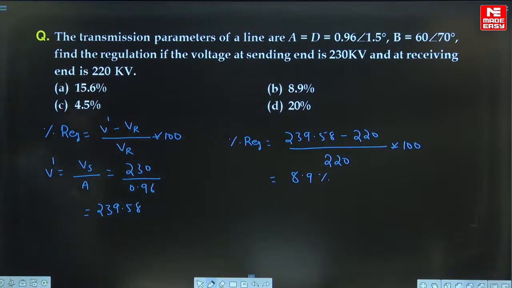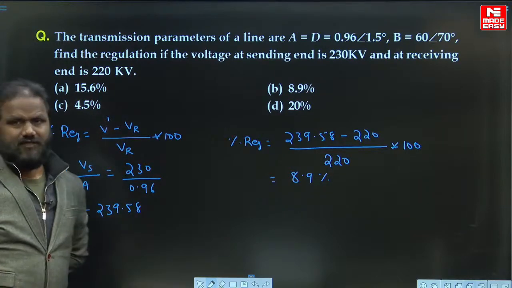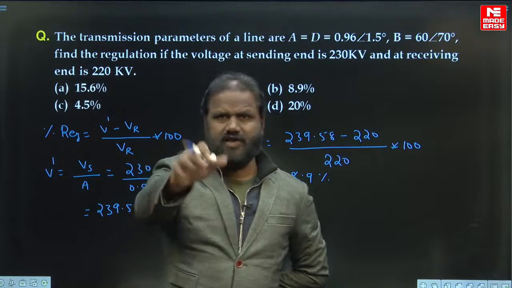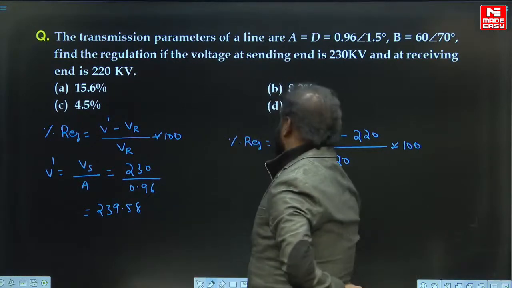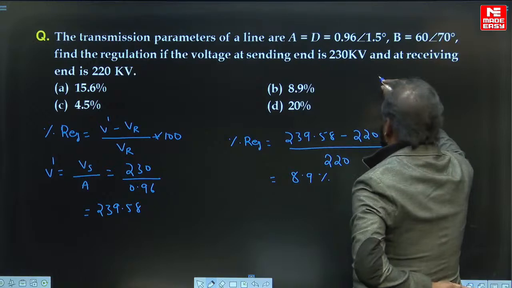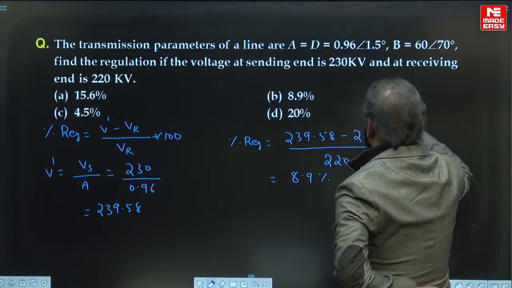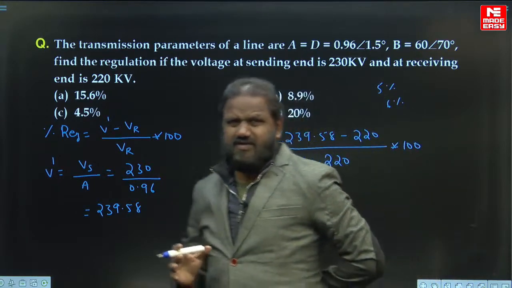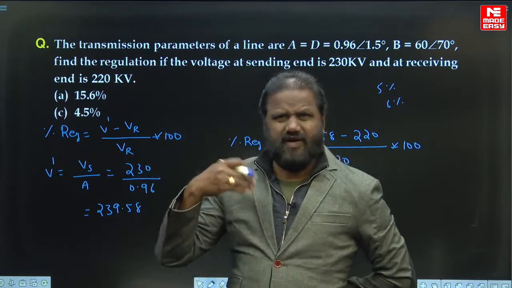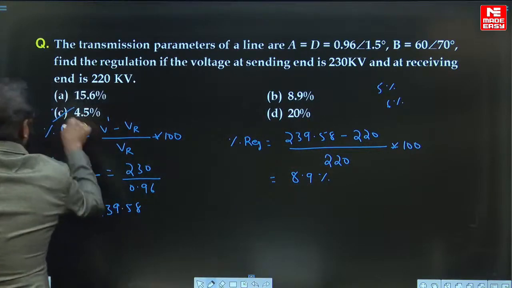This is the concern: you can get this answer without calculating anything. Normally, for transmission the regulation should be around 5%, and for distribution it is around 6%. Maximum to maximum it is 5% or more; only in very rare cases is it less. So that is the reason I need not consider this answer.